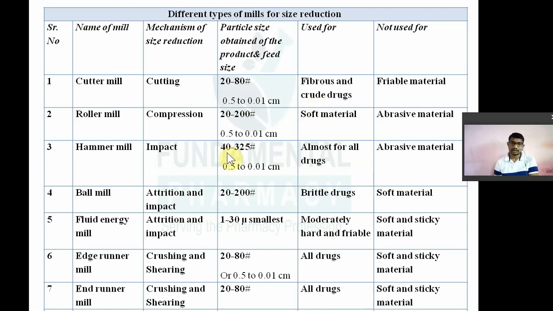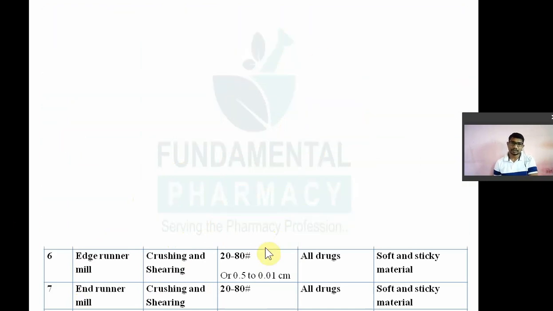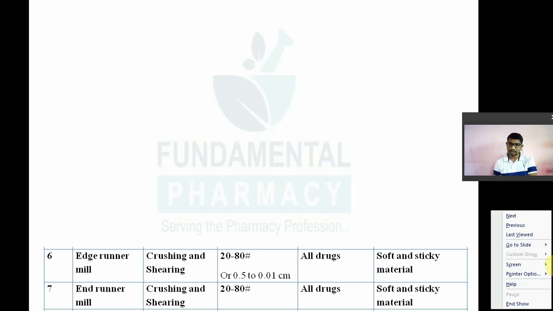So they can ask. Then they will also ask a question like this: smallest particle size can be obtained from which one of the following mills? So fluid energy mill. Okay, remember. ये दो तीन टाइप के क्वेश्चन यहाँ पे बनते हैं. They can ask the mechanism involved in the size reduction also. So what is the mechanism involved in the fluid energy mill? That is attrition and impact. ठीक है, attrition and impact are the mechanism for ball mill and fluid energy mill. Impact for hammer mill, compression for roller mill, cutting for cutter mill.